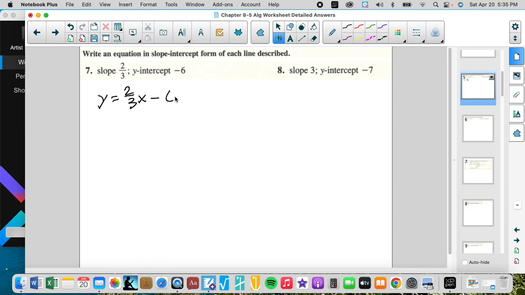Y equals mx plus b. Now, notice this time my y-intercept was negative, so it would have been plus a -6, which simplifies to just -6.